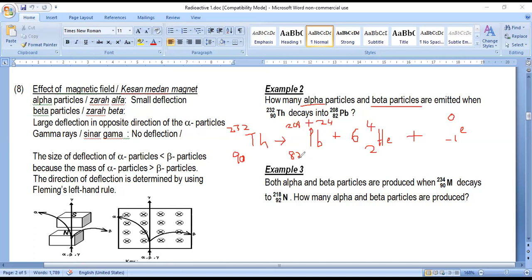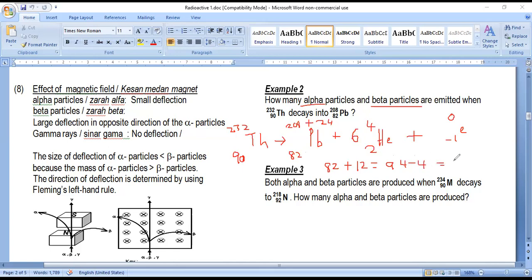Now how about the bottom one? This is 82. The proton number of alpha is 2, so if you have 6 of them, 6 times 2 becomes 12. When you add up now, you have 94, which is more than 90. So how much do you have to minus to get 90? You have to minus 4.